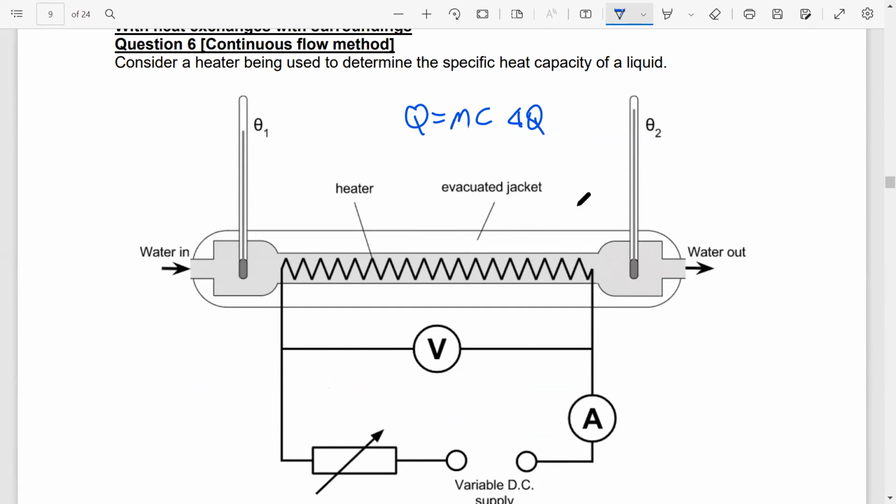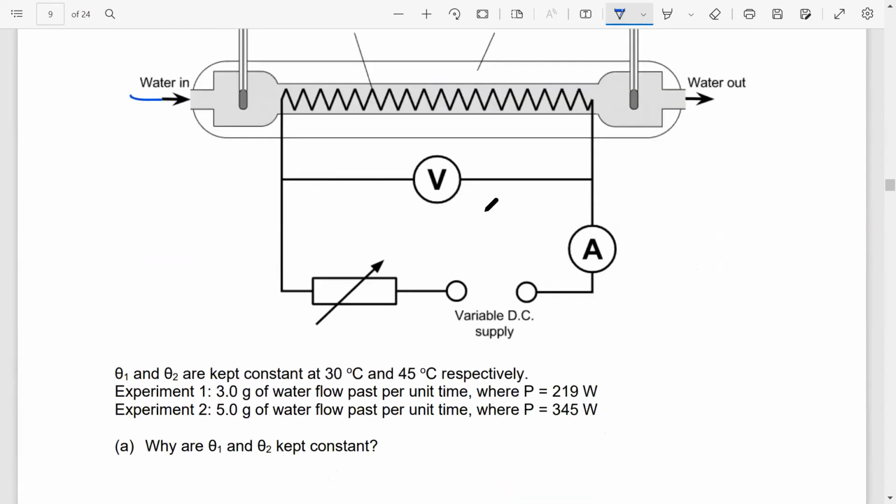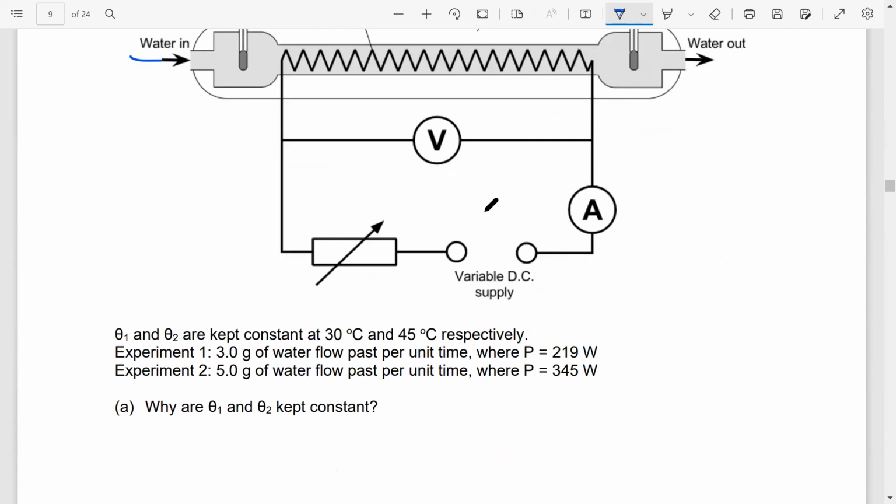So in this setup, what happens is that water flows in at a certain rate, at a certain temperature that is fixed. So we adjust the rate, or adjust the power, such that this theta 2 is the same for both experiments. And why we want that is because the rate of heat loss to surroundings will be constant. Because again, the rate of heat loss to surroundings depends on the temperature difference with the surroundings. So now we keep the rate of heat loss constant.